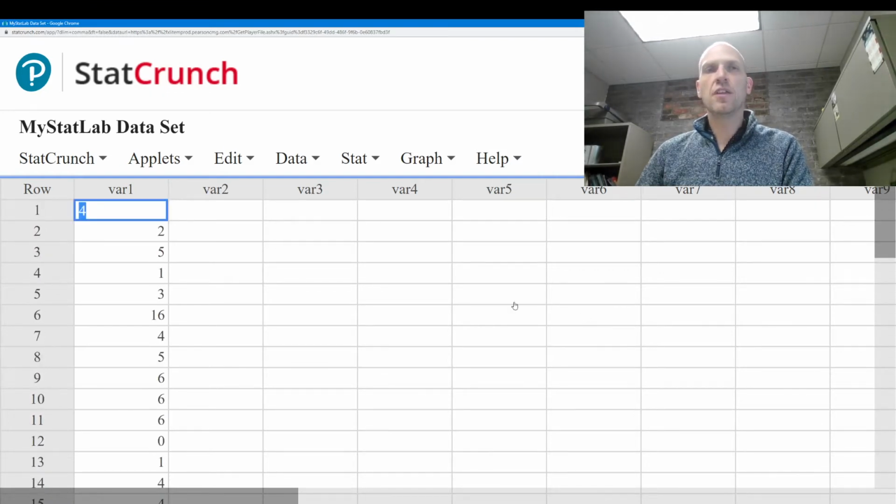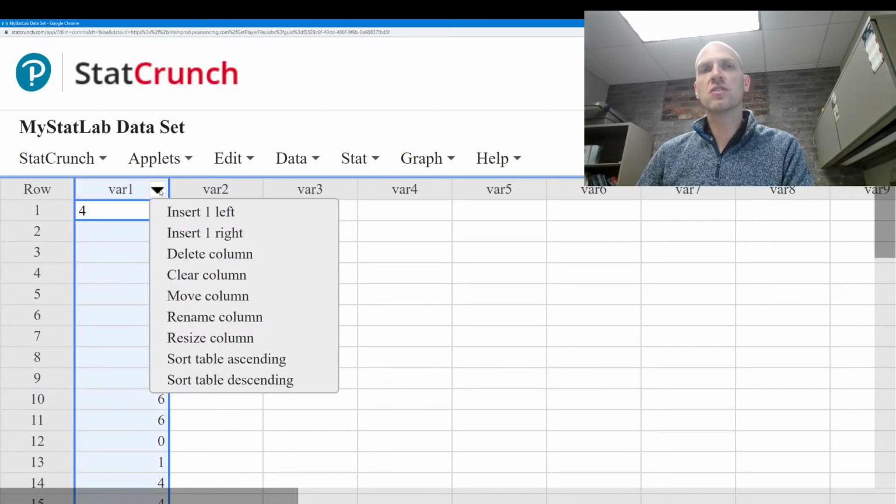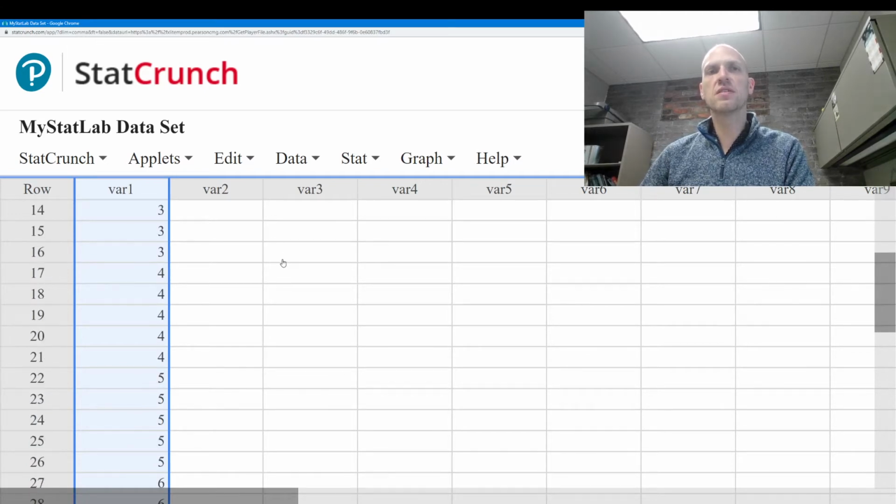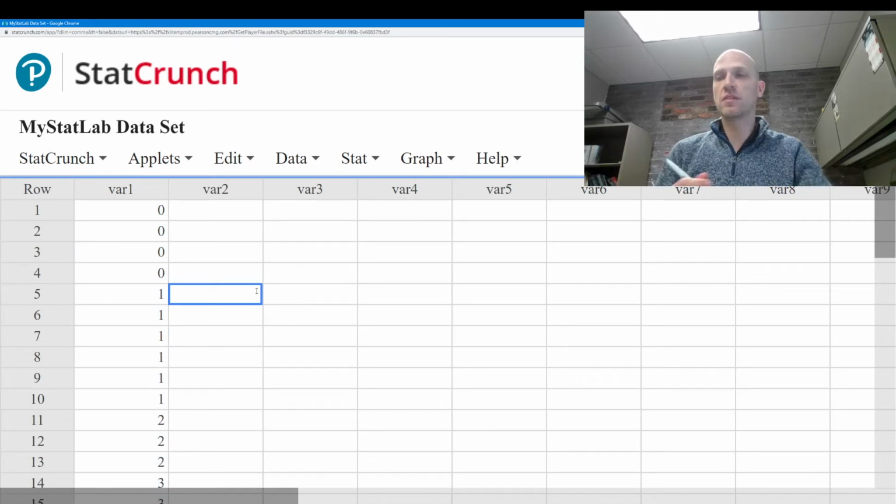The first thing we want to do is sort this ascendingly. Some have 0 children, so that's the smallest, all the way up to the largest, which is 16. I'm not judging.